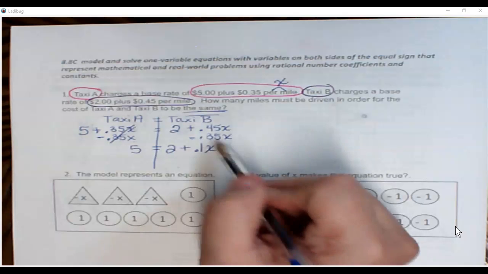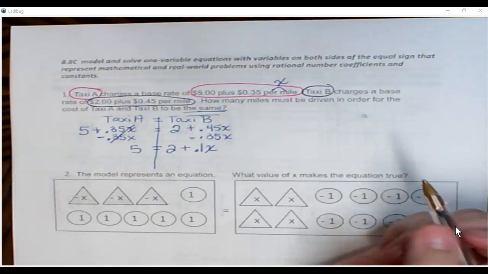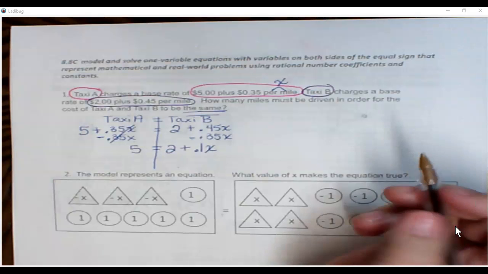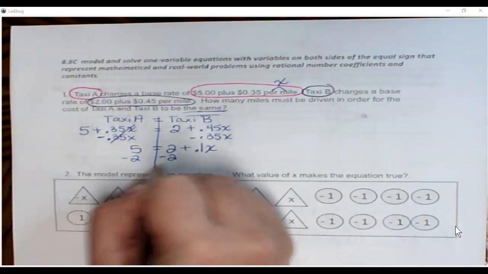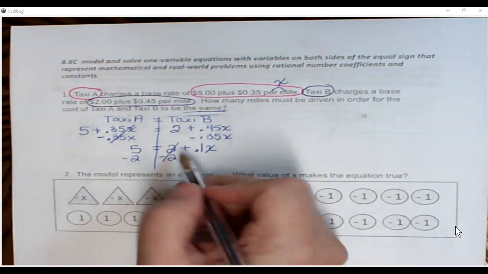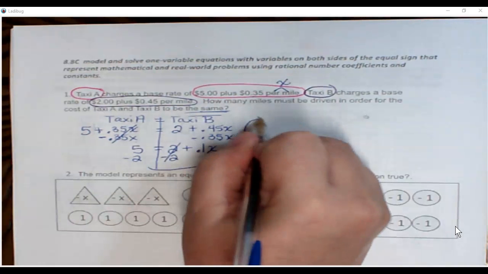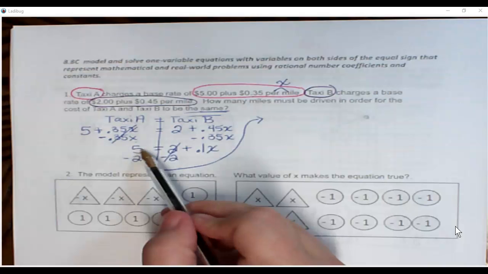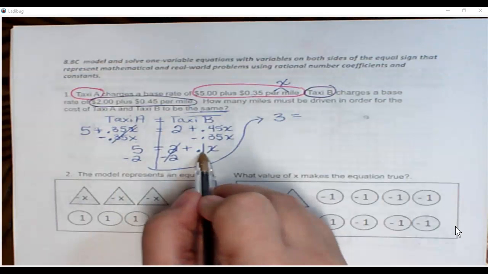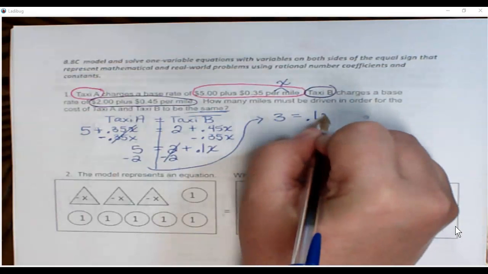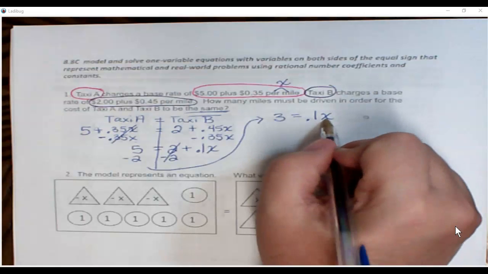So now that we have all our variables on one side, we need to move this 2 to the left-hand side. We need to do the inverse operation. So we're going to subtract 2 from both sides. Again, that makes a 0 pair. Positive 2, negative 2 makes 0 pairs. I've got to come up here to this next line. I'm out of room. 5 minus 2 gives me 3 is equal to 1/10x.